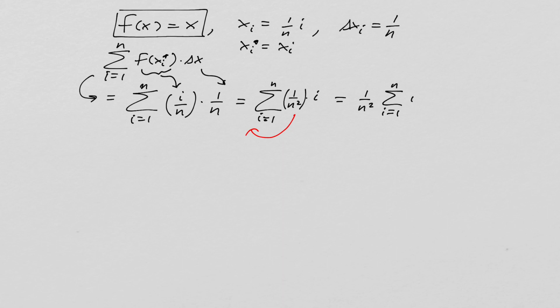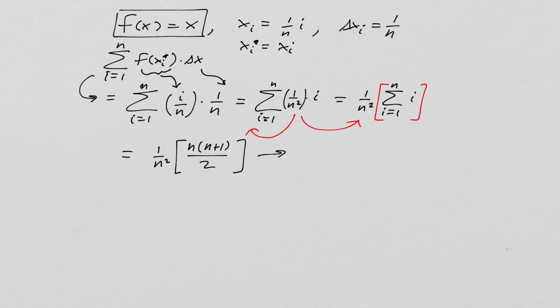And I do that, of course, to isolate this component right here. And of course we know that that is the sum of consecutive integers, which of course is going to be n times (n plus 1) all over 2. All right, so what this is, of course, is that approximate Riemann sum. Okay, and now, of course, we need to take the limit to get the Riemann sum.